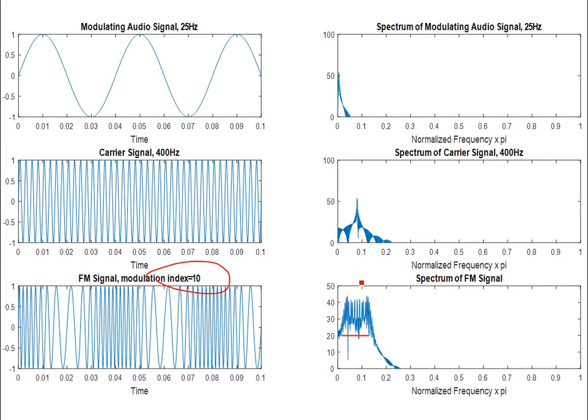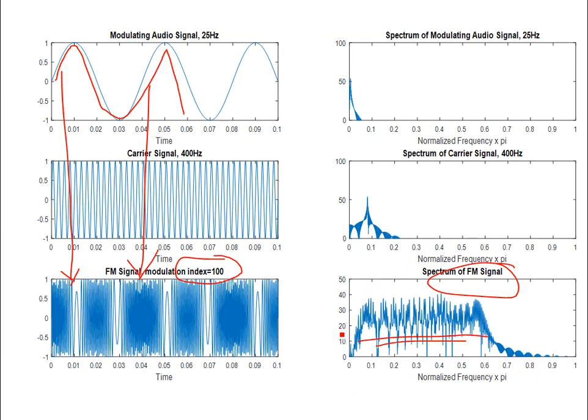But as you increase the modulation index, your deviation increases. If your deviation increases, your FM signal comprises more frequencies. The bandwidth is more, so obviously, this is expected. You will have a broadband FM.